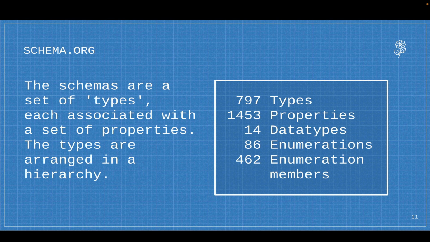And schemas are a set of types, each associated with a set of properties, and the types are arranged in a hierarchy. Types are the same as entity types. There are about 800. There are 1,500 properties that correspond to fields in Drupal. Data types people are familiar with. And enumerations, frankly, are like taxonomy terms, like a set of things. The best one that you might see in this demo is a gender type, which has male and female. And they get more and more complex as you need.